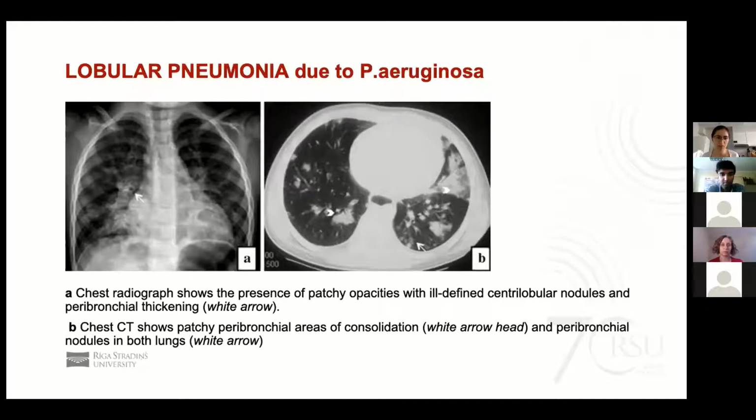In the first picture, the chest X-ray, you can see the presence of patchy opacities, which means that they're not solid masses. They look a little spotty and unclear, not very clearly defined, ill-defined. Centrilobular nodules mean that they're located in the center part of the lobules, and also peribronchial thickening. So the bronchus is thickened. You can see in the white arrow the thickening of the bronchus wall. And in picture B, you can see a CT scan of the same patient with patchy peribronchial areas of consolidation.